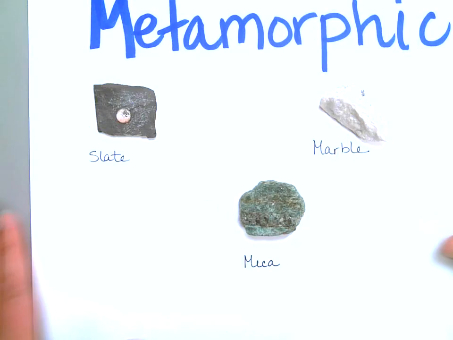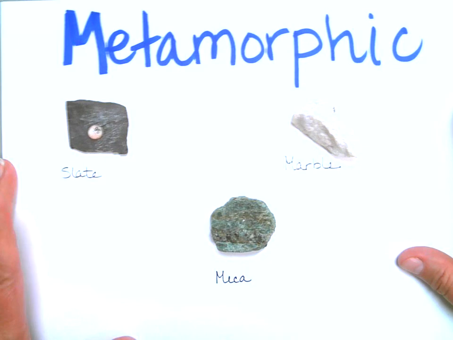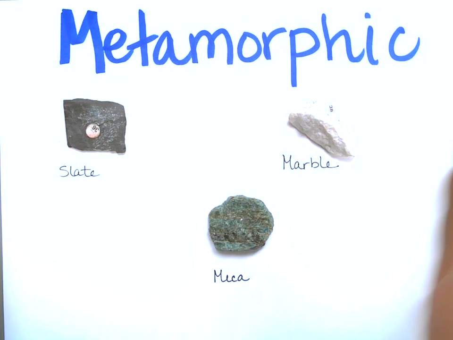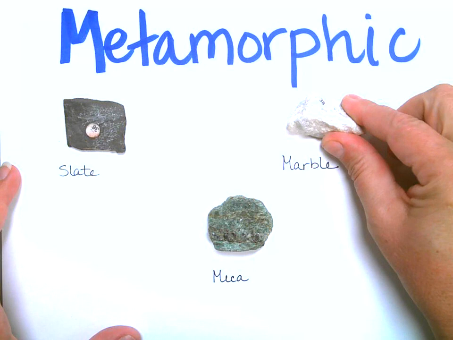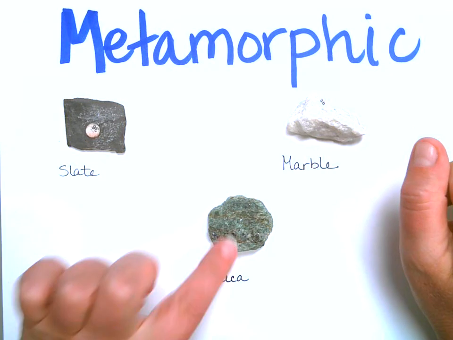So now we're going to take a look at metamorphic rocks. Metamorphic means changed. So these are rocks that were once a different type of rock, but due to intense heat and pressure became a different rock. So some examples here are marble, slate, and mica.